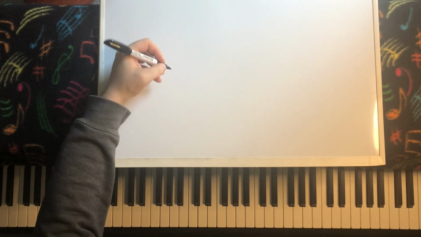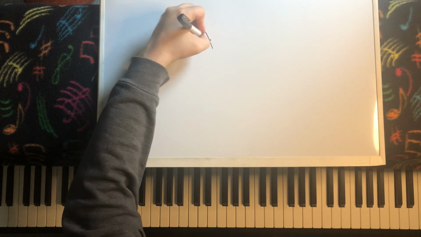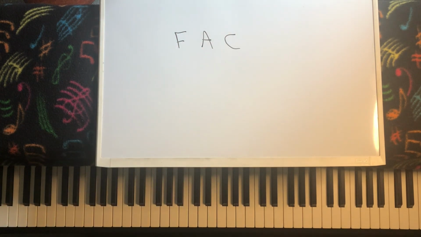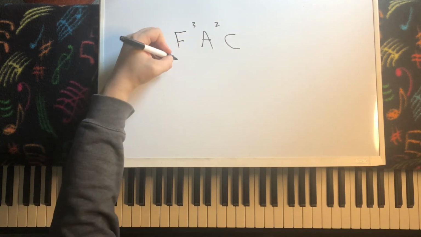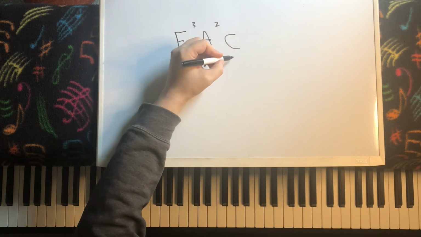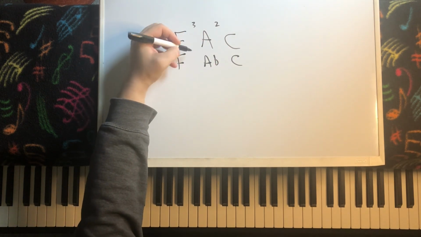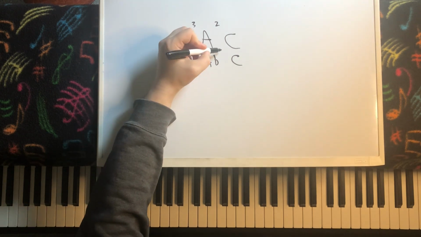Let's do an easier one. Let's do F. Okay, so F, A, C is a major chord, right? Because we're skipping 3 notes in between these 2, then 2 notes there. If we want F minor, we need to drop our middle note by a half step, or flat it. And that's going to change our order.